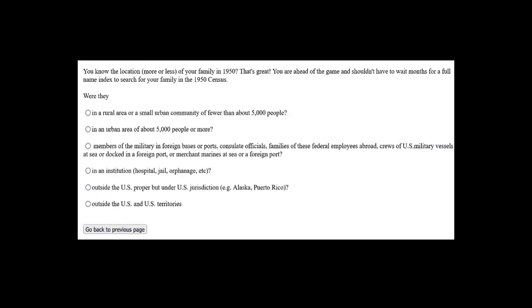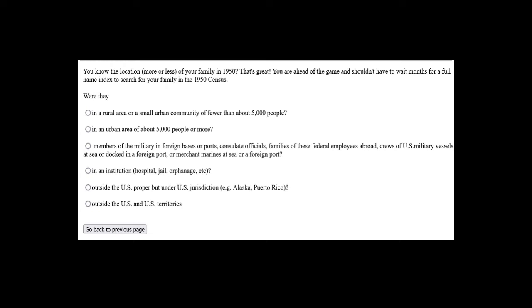So if you answered yes, you're then taken, and you notice, by the way, you can always go back to the previous page. If you answer yes, we then repeat your answer. So you know the location, etc. That's great. You're ahead of the game and shouldn't have to wait months for a full name index to search for the family in the 1950 census. Remember, this was done before the announcement of a preliminary name index. We anticipate that FamilySearch will have a crowdsourcing project to produce a full name index with a higher level of proofing. So keep that in mind.